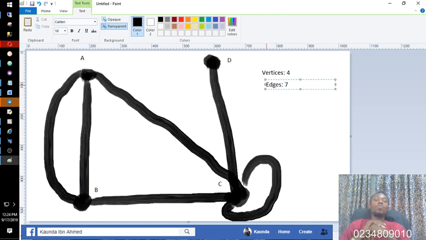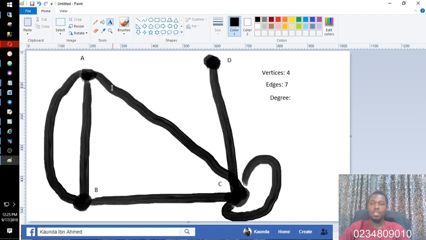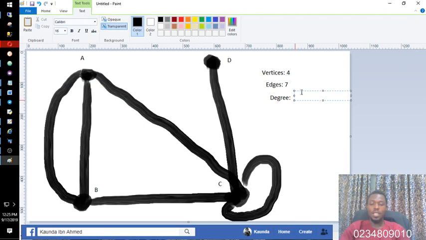Now the third one is degree. The degree is how many lines converge at a point or diverge from it, how many roads lead to that town. So if you come to this point, you have this, this, this, all emerging from A. So for degree, A has 3, B has 3, and C has, remember the loop itself gives 2, plus BC, CA, and CD, so that is 5. And then D has only one line that connects it, so D is 1.